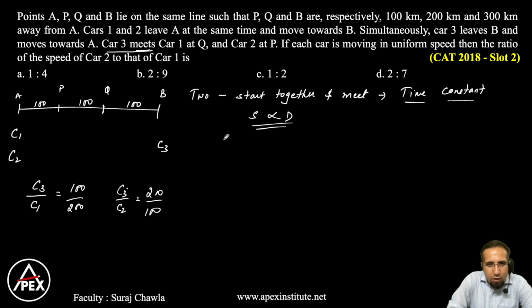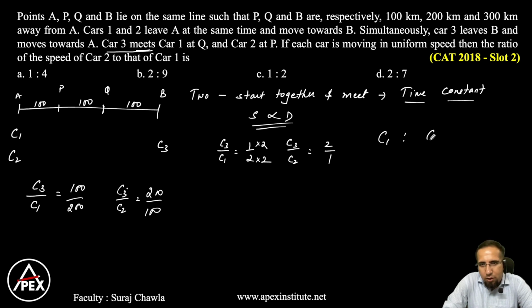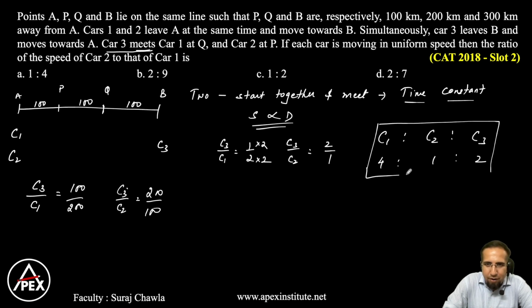So, what do I have here? I have C3 by C1 is equal to 1:2. And I have C3 by C2 is equal to 2:1. C3 is common. So, let's make them numerically same, into 2 into 2. So, my final ratio is C1 is to C2 is to C3 is 4 is to 1 is to 2. This is my final conclusion. Now, what is the question asking you? Find the ratio of car 2 is to car 1. Now, we can see that car 2 is to car 1 is in the ratio of 1:4, and 1:4 becomes our final answer here.